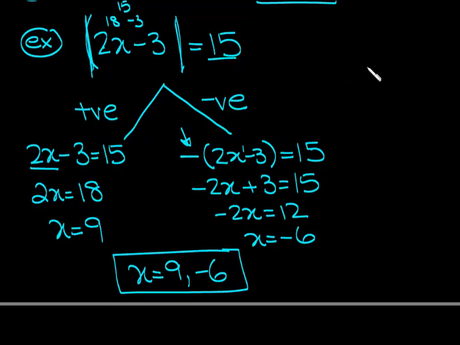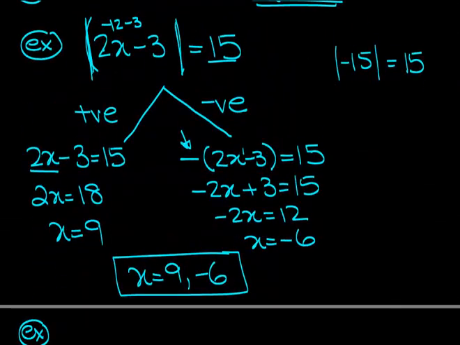Good. Now let's say negative 6. 2 times negative 6 is negative 12 minus 3. So we get absolute value of minus 15, which is just 15, which is what we have. So you can see both of those answers are valid answers. Okay, let's take a look at another example.